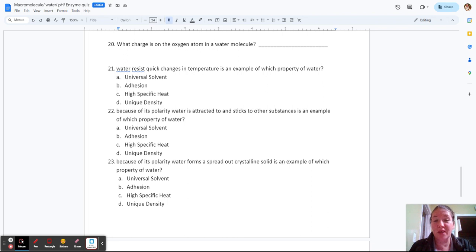For 22, because of its polarity, water is attracted to and sticks to other substances. So this is water and other stuff. That is our adhesion, when it acts like an adhesive. Because of its polarity, water forms a spread out crystalline solid. This is an example of its density, the fact that when it's a solid, it is more spread out. This is ice floating. This is that water has a unique density.